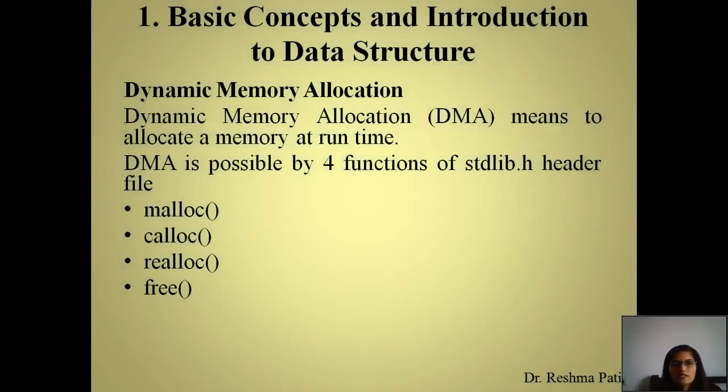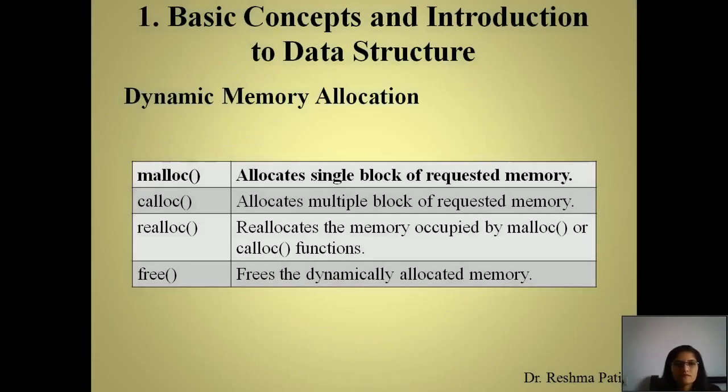Now next, dynamic memory allocation. Dynamic memory allocation means to allocate memory at runtime. DMA is possible by 4 functions of the stdlib header file. What are those functions? malloc, calloc, realloc and free. These are the functions and uses of the functions.